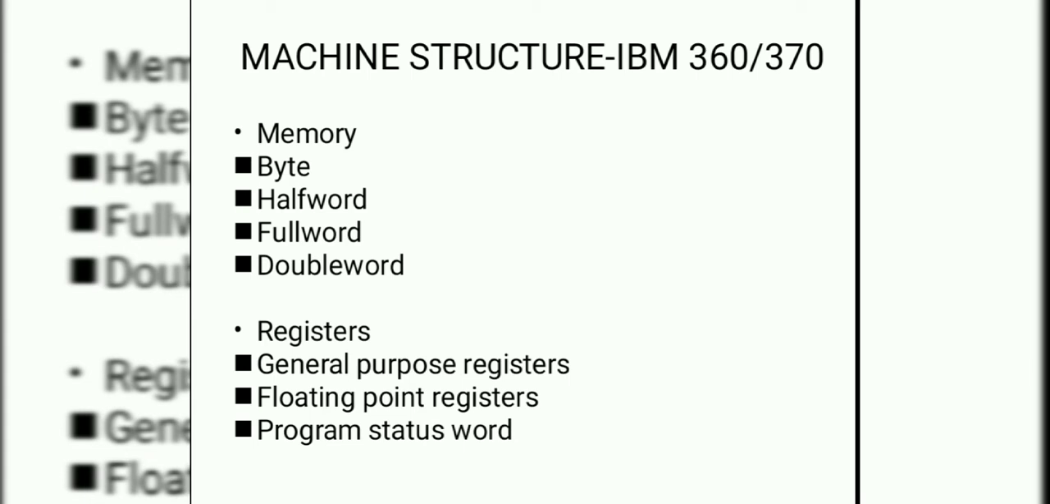IBM 360 has 16 general purpose registers consisting of 32 bits. There are 4 floating point registers consisting of 64 bits. IBM 360 has a 64-bit program status word, which contains the value of the location counter.